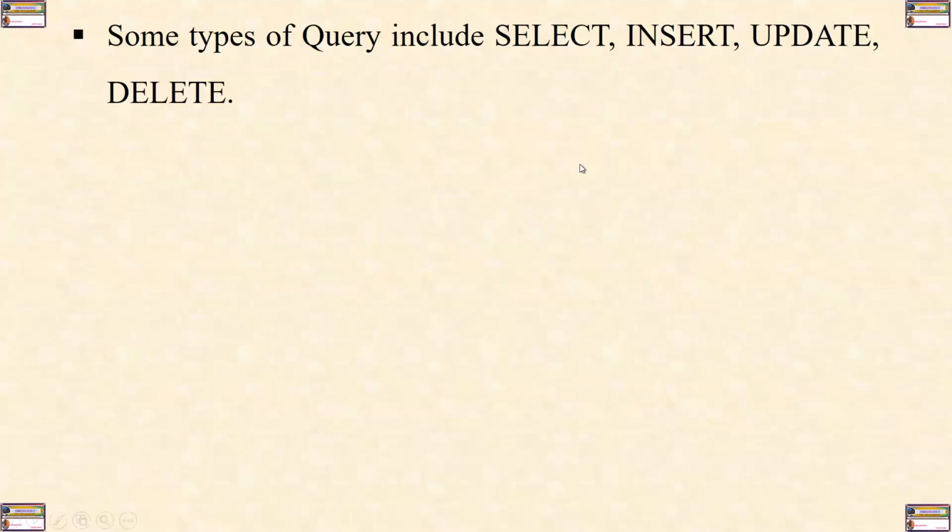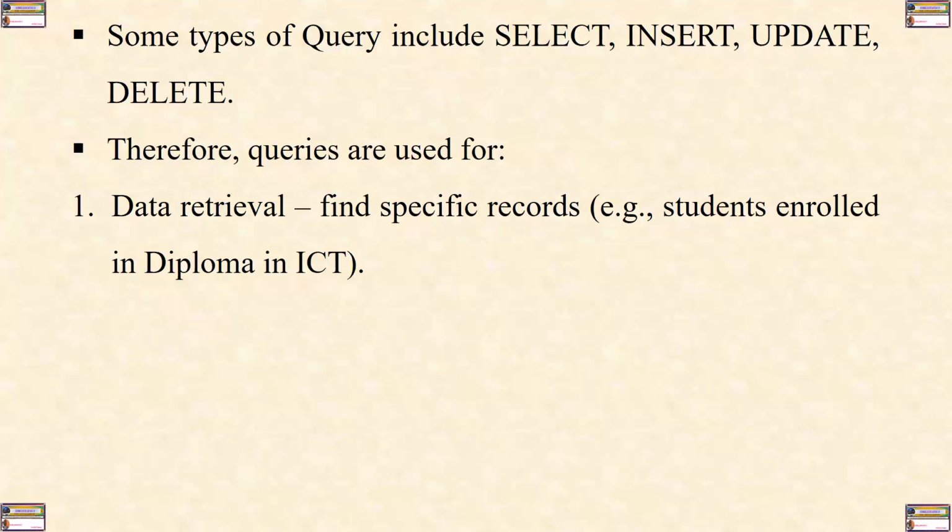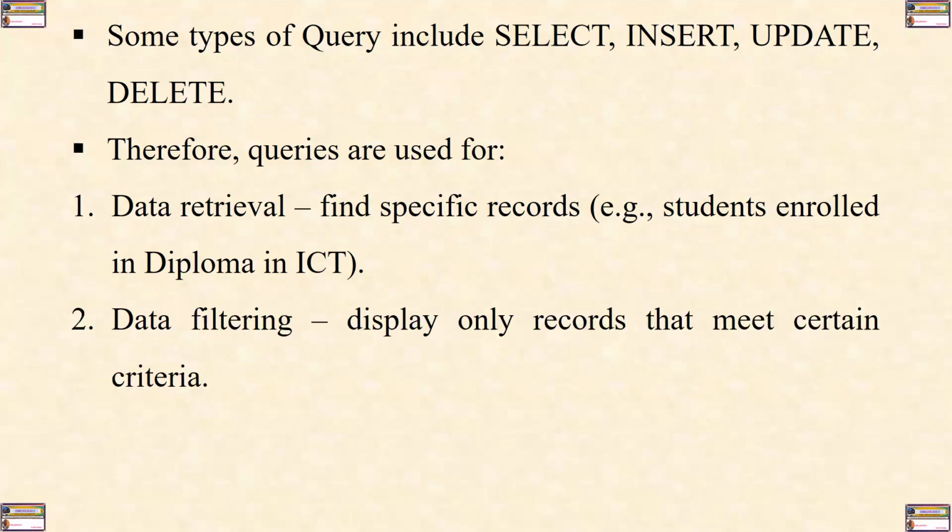Some types of queries that you can create in your database include the select query, the insert query, update query, and delete query, amongst others. Queries are used to perform the following activities. Number 1, you can use a query to retrieve data of interest. That is, you can use a query to find specific records or data from your database, for example, students who have been enrolled in a course or in a program such as ICT diploma.